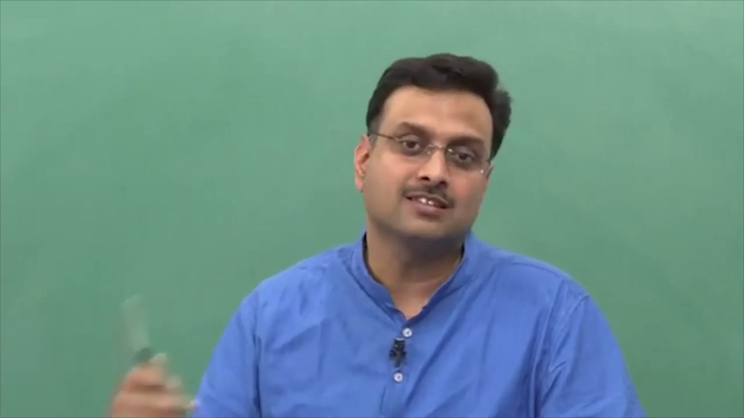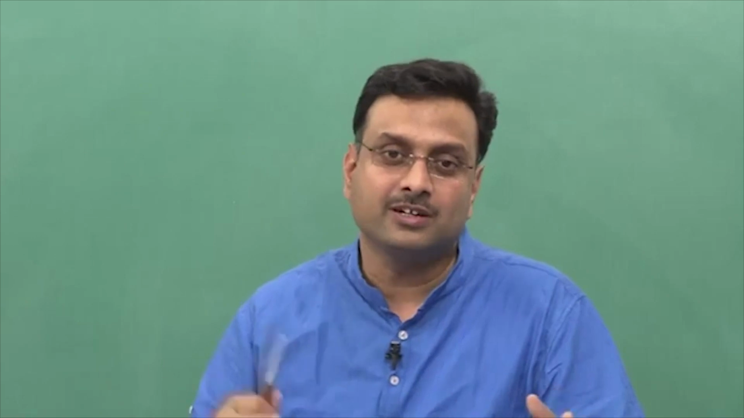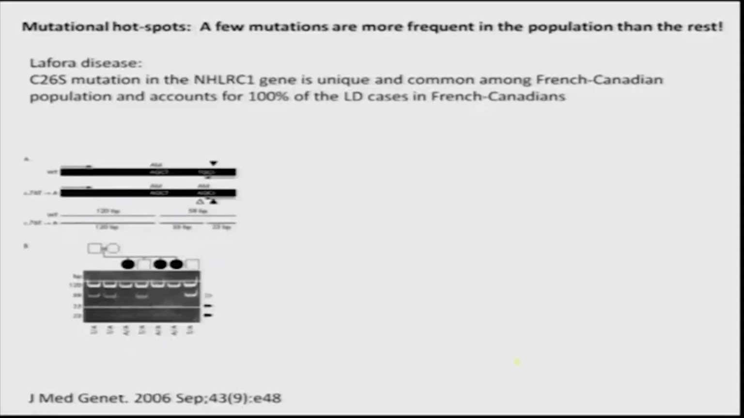So if you look at Lafora disease patients in the white population of Canada, you would often find that the French Canadians, or the Canadians who migrated from France, have the disease, not the British. And what is interesting is that all the French Canadians who develop this disease have the same mutation, that is C26S, cysteine mutated to serine, in this particular protein of the gene which you call NHLRC. So that's again an example of the founder effect.